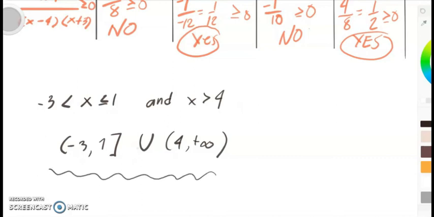So notice that we use the square bracket here because of the less than or equal sign. This means that 1 is always included. So therefore, we have this as our final answer.